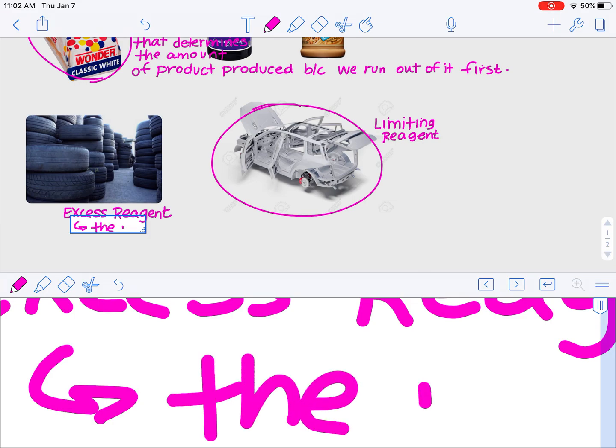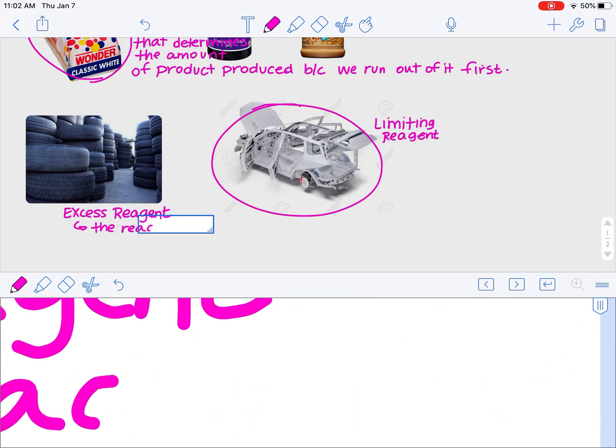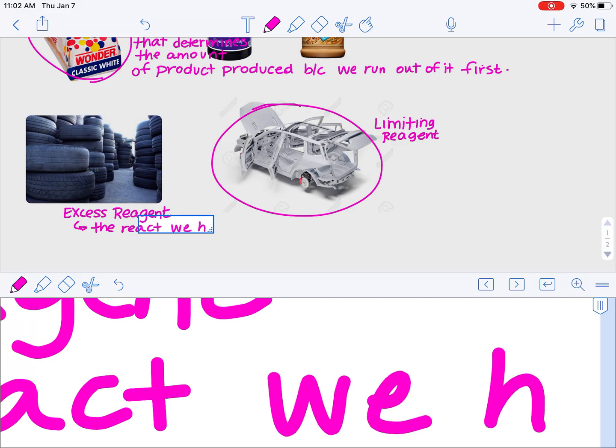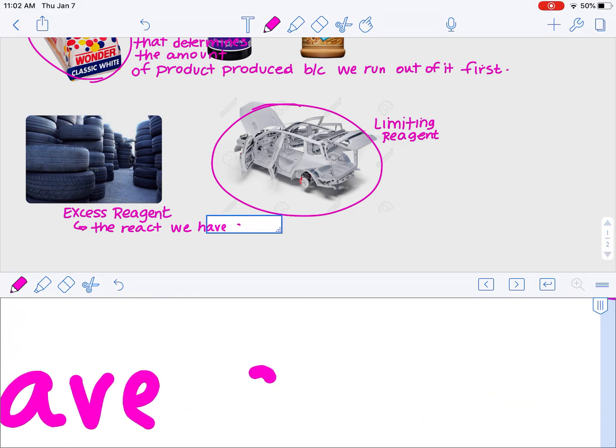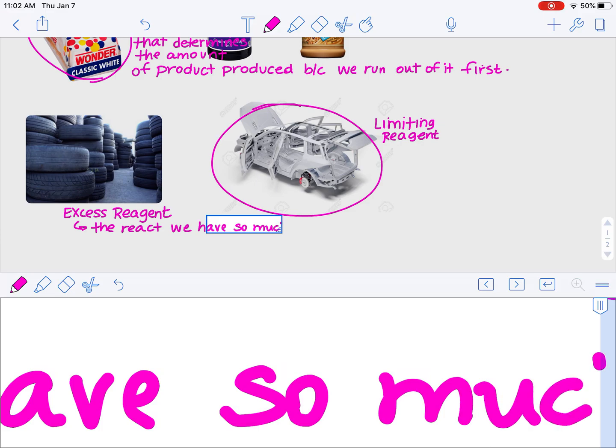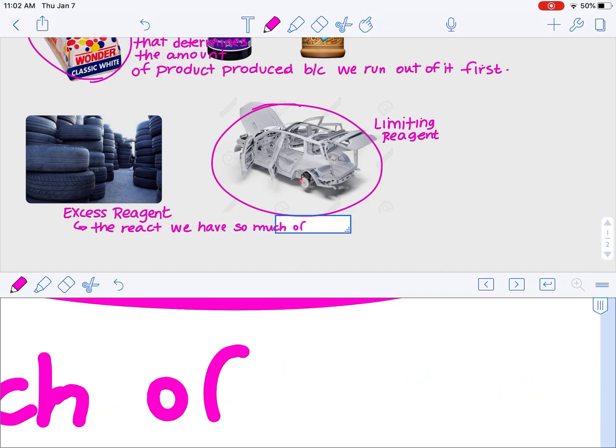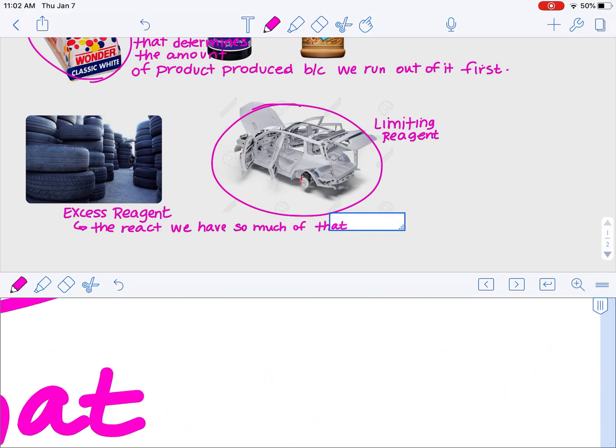Let's define that. The excess reagent is the reactant we have so much of that we won't run out.